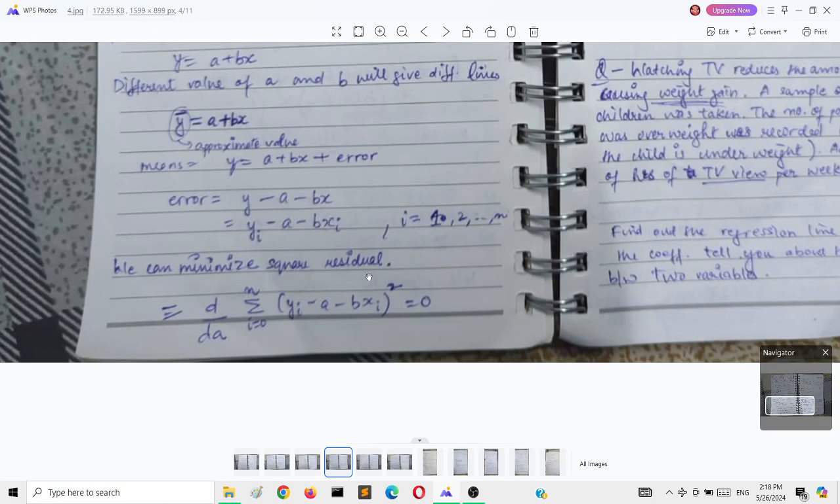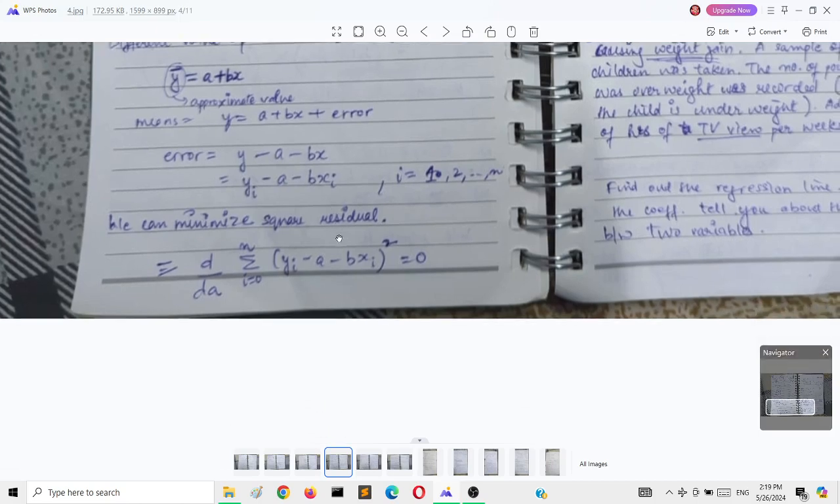In a similar fashion, for all the data points from 1 to n, we compute yi minus a minus bxi. A and b are constant parameters which are learned from the line, and xi is your point. Now we can minimize the squared residuals. What are squared residuals? We square this error term, whether it is negative or positive, and add all of them up. Before that, we find the derivative of those.